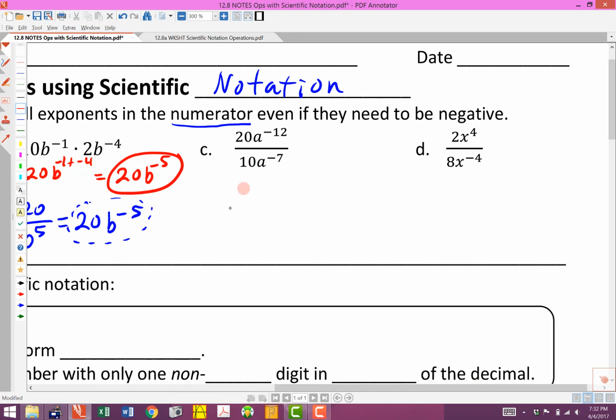So let's take a look at this one. We've got a 20 and a 10. We're going to go ahead and divide those. We end up with 2 once we've reduced that. And then I'm going to use those rules for exponents.